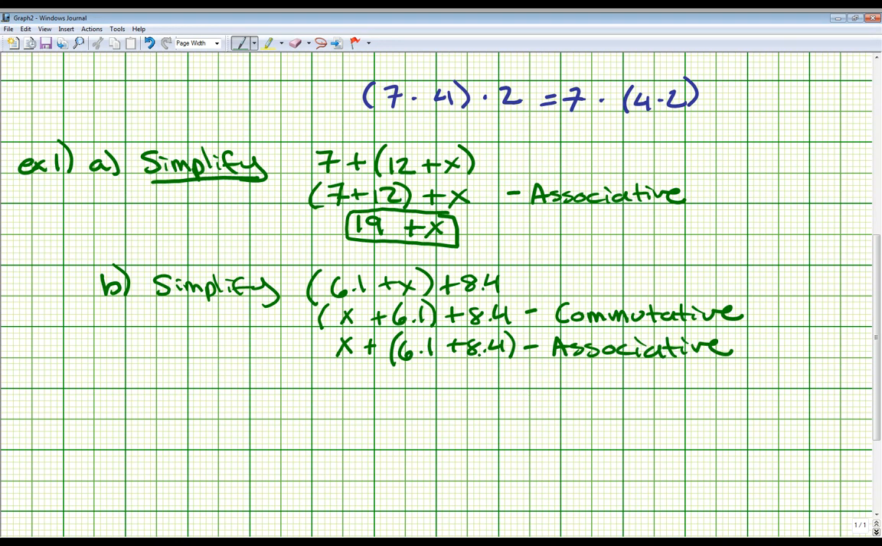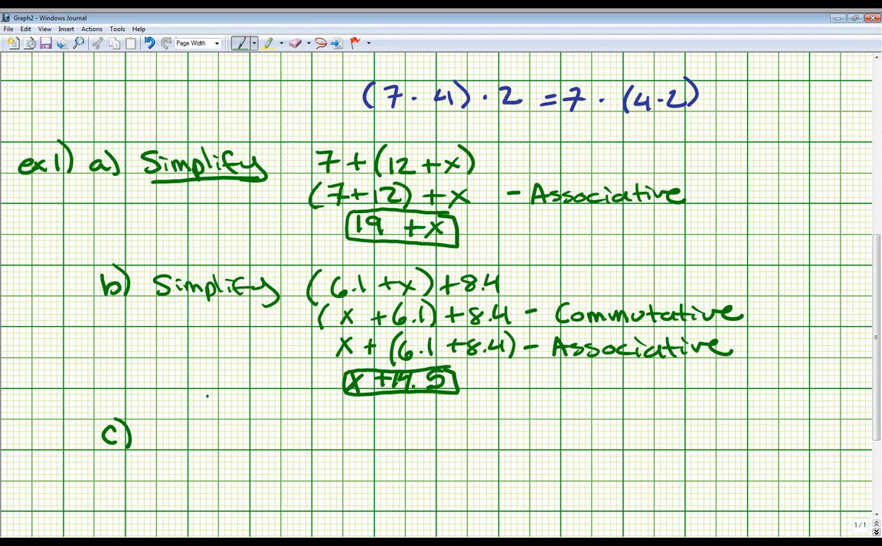Now we can add up 6.1 and 8.4. So this x stays the same. And we have 4 plus 1 would give us 5. We have our decimal. 8 plus 6, 14. So I have simplified the expression by doing the commutative and the associative properties.